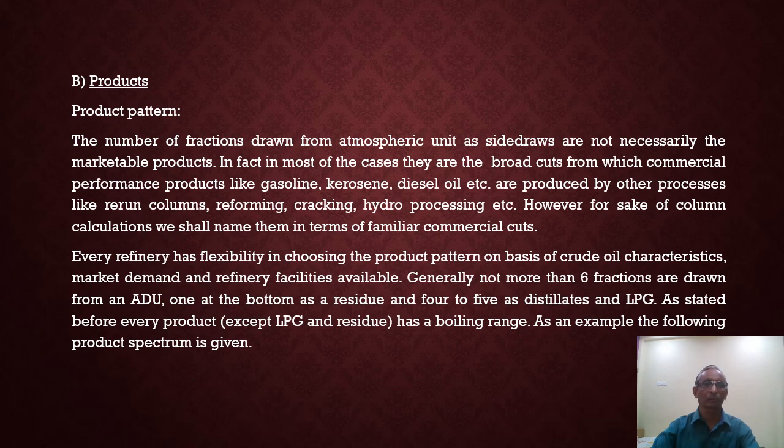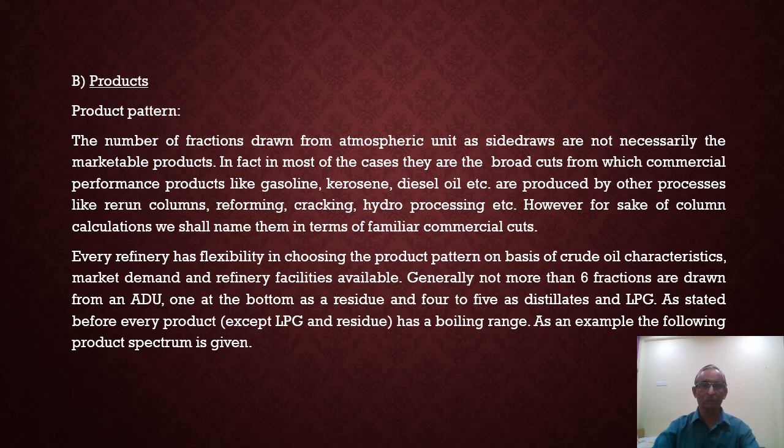Then this is the product pattern. The number of fractions drawn from the atmospheric unit as side draws are not necessarily the marketable products. In fact, in most cases, there are broad cuts from which commercial products like gasoline, kerosene, diesel oil, etc. are produced by other processes like rerun columns, reforming, cracking, hydroprocessing. These are all called secondary refining operations.